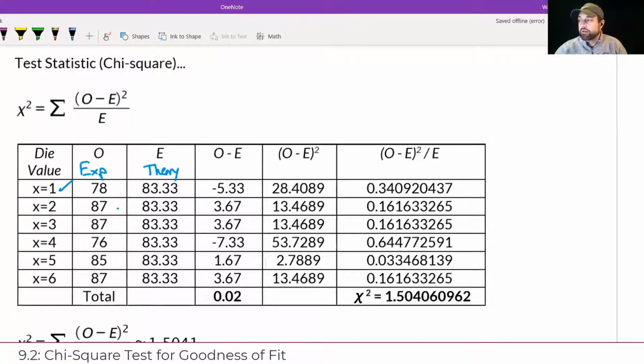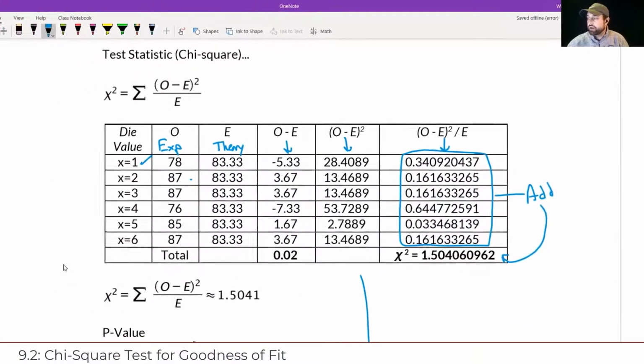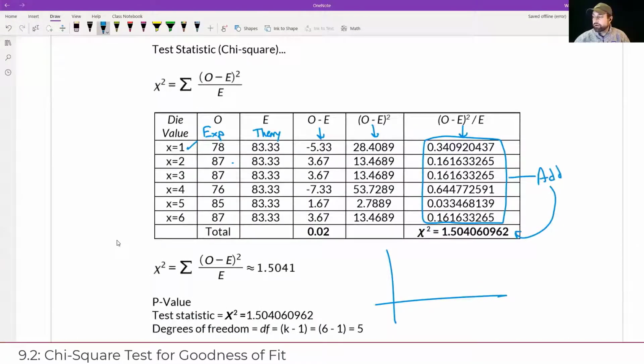Now what we're going to do is subtract them, then square that number, then divide it by the expected. This is the calculation that we need for chi-squared. And we're going to add these up, and that will give us chi-squared. So now our degrees of freedom are equal to 5. So we're going to have some kind of squirrely chi-squared graph.